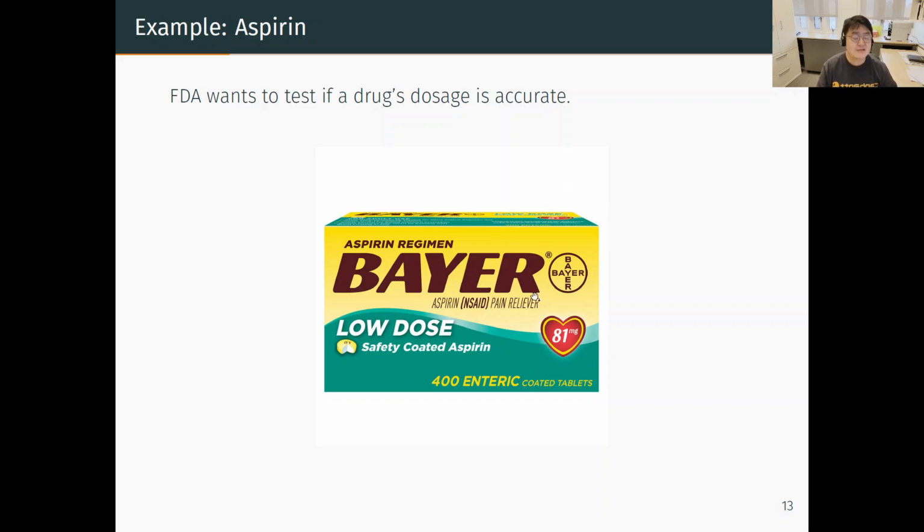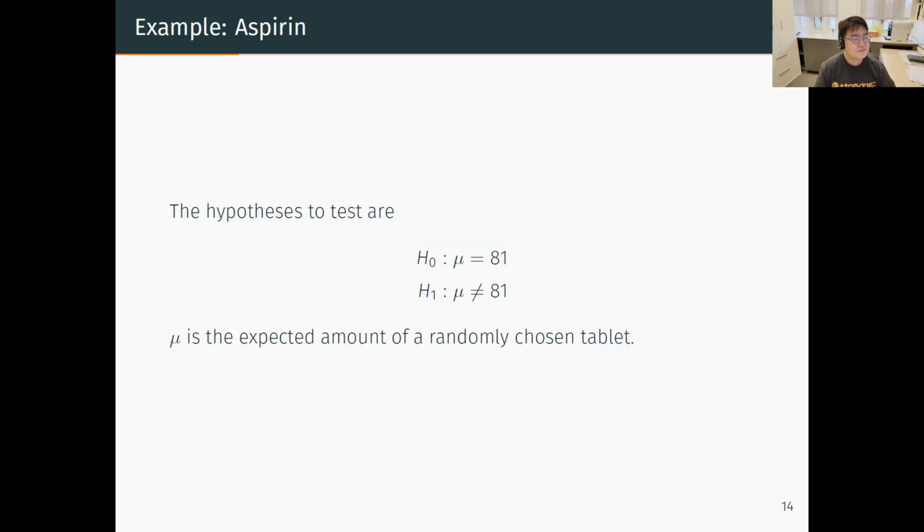So we will test it. Of course, it's not real data, just a hypothetical numerical example. What we want to test here is this null hypothesis. We believe that the expected dosage of a randomly chosen tablet is exactly 81 milligrams. Mu is the true mean of a tablet's dosage. But the alternative is anything else. If it's different from 81, then the drug has a problem, right?